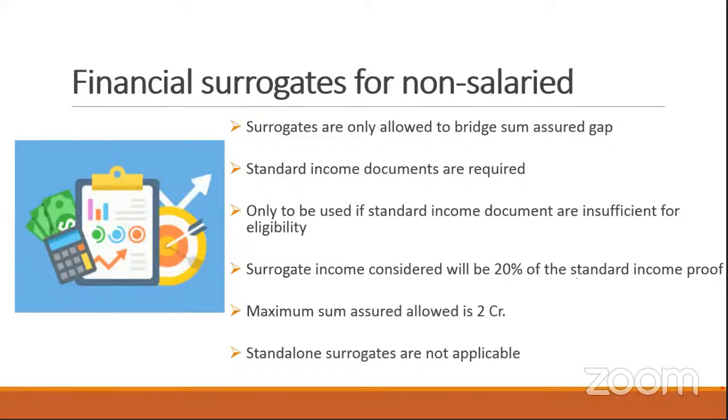But the total income that can be considered is 20% of the standard income only. So let's suppose a person has 3,50,000 of income, and we say, okay, we can provide surrogate documents for another 1.5 lakh. That cannot be taken, as it cannot be more than 20% of the standard income. Yes, if a customer has 4 lakhs of income and the minimum criteria is 5 lakhs, in that case we can bridge the 20% gap with the help of surrogates.